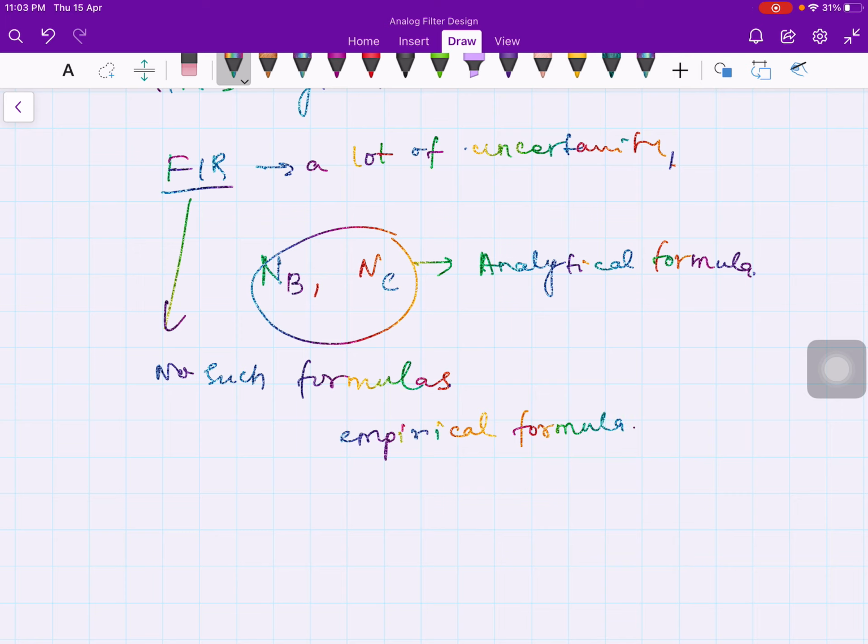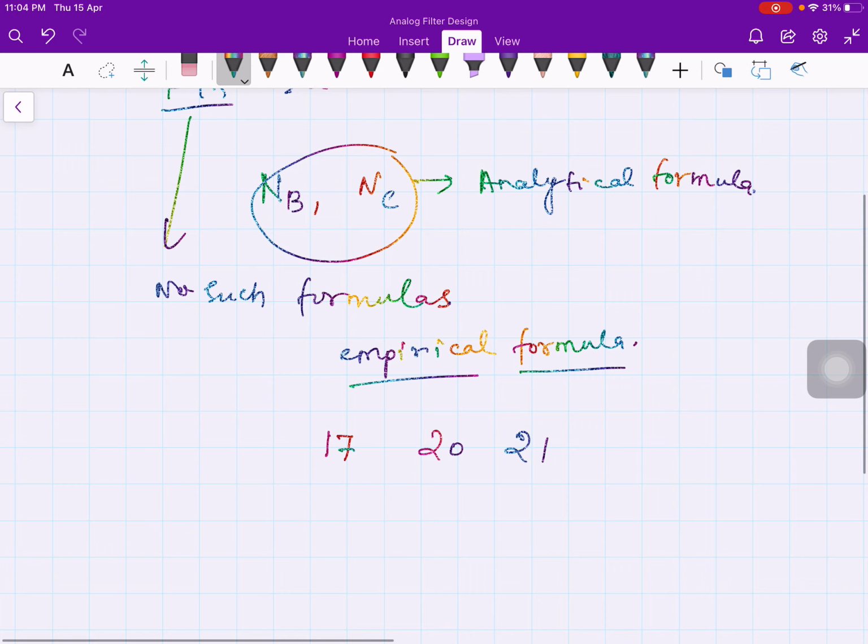So in IIR we had an analytical formula, and here we use empirical formulas. And these empirical formulas sometimes work and sometimes may not work. So we need to be little careful. If the empirical formula gives you an order of, let's say 17, you might have to use an order of 20 or 21. So like that. So empirical formulas always have this kind of tolerances, that is uncertainty.